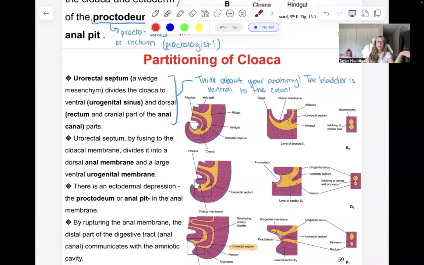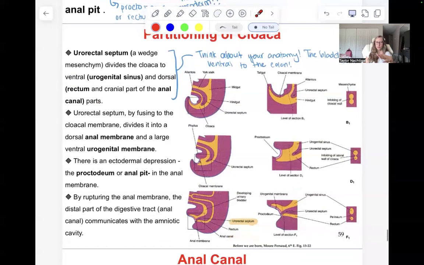rectum, which makes sense. If you think about your own anatomy, think about your pelvic bowl. Your bladder sits ventral, or in front of your colon. So ventral is bladder, dorsal is colon. And of course, we also have our genital system as well.